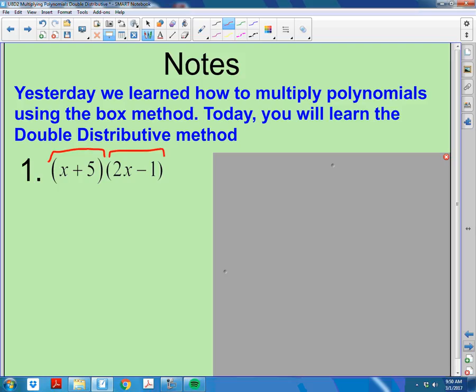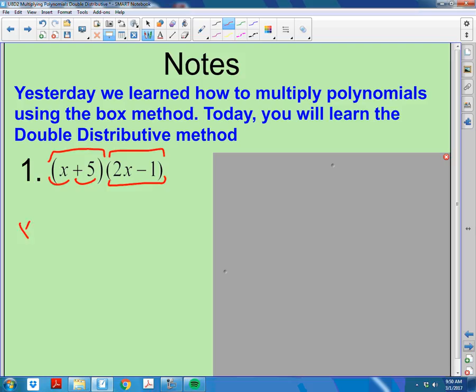You take one of your binomials, and honestly, it doesn't matter which one, and you separate it into two numbers. The two numbers in my first one are x and positive 5. I am now going to distribute my x to this entire thing and distribute my 5 to this entire thing, and this is the way that it looks.